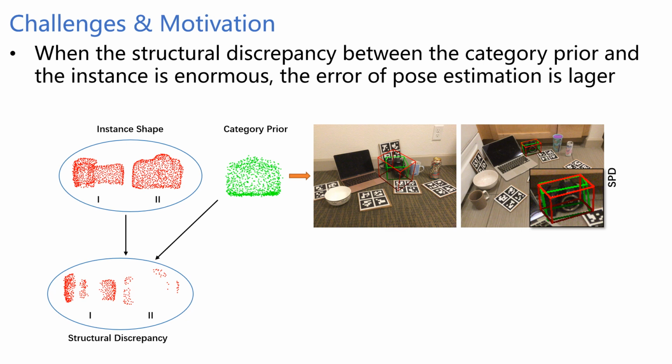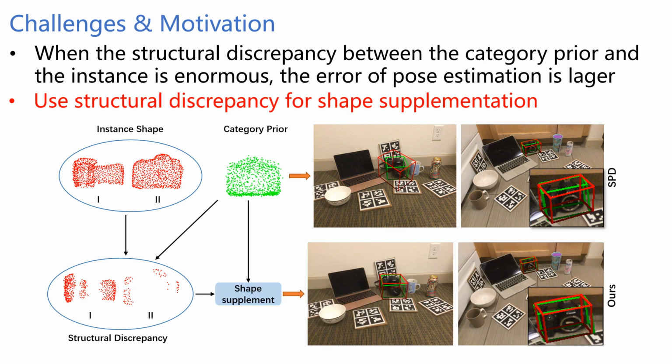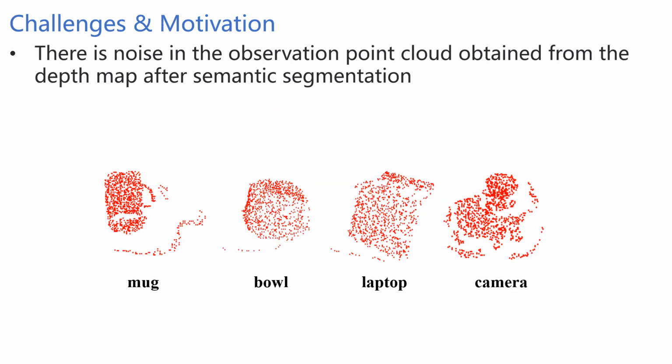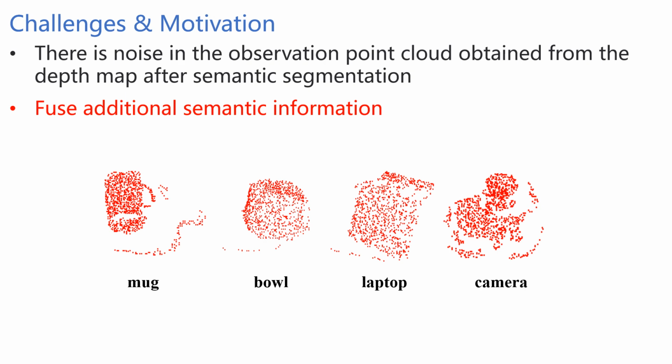The first problem is that for different input instances, when the structural discrepancy between the category prior and the instance is enormous, the error of pose estimation is large. To address this problem, we use their mutual structural discrepancy for shape supplementation to augment the learning of intra-class shape information. The second problem is that there is noise in the observation point cloud obtained from the depth map after semantic segmentation. For this problem, we fuse additional semantic information to remove the effect of noise.